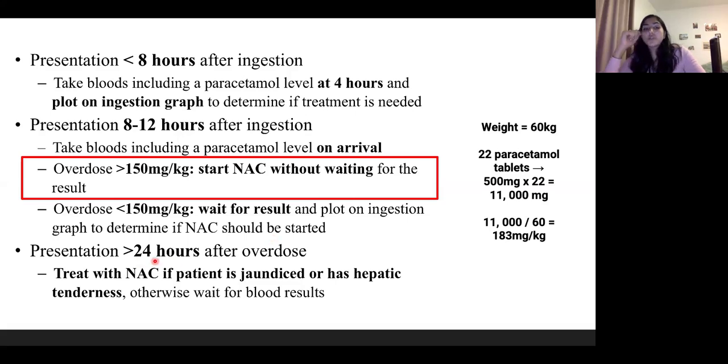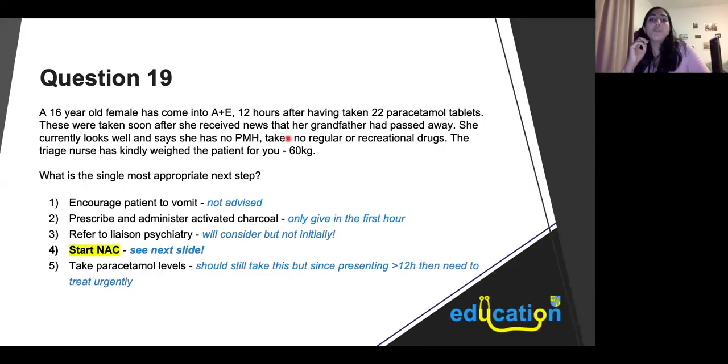And then beyond 24 hours, you would expect LFTs, you'd expect the liver to be unhappy if it was going to be unhappy. So you'd expect them to be jaundiced or to have hepatic tenderness. But the other thing to think about, which isn't on this slide, is: is this a high-risk patient? These are the really tough questions. If your patient was under 50 kilograms, or they were an alcoholic or something like that, why would that be a higher risk?